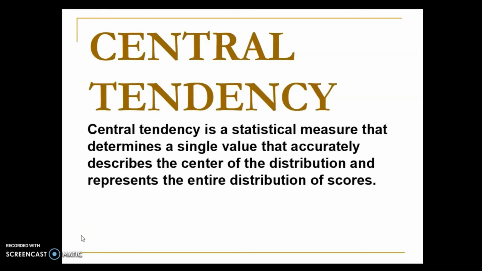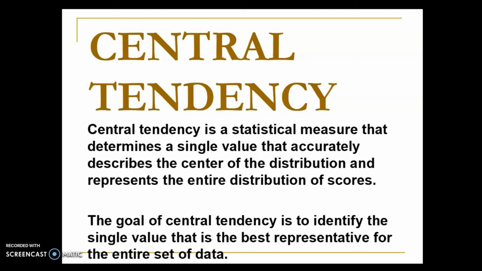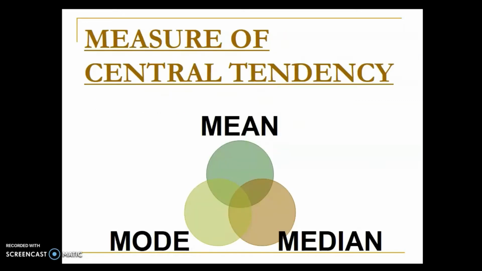Central tendency is a statistical measure that determines a single value that accurately describes the center of distribution and represents the entire distribution of scores. In simple words, central tendency indicates where the center of the distribution tends to be. The goal of central tendency is to identify the single value that is the best representative for the entire set of data. So moving further, we'll talk about the measures of central tendency.